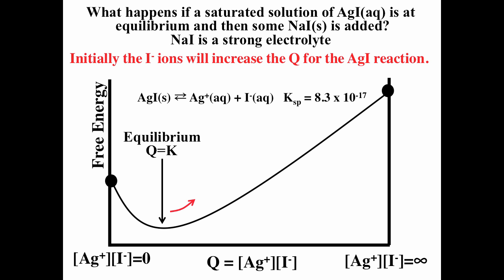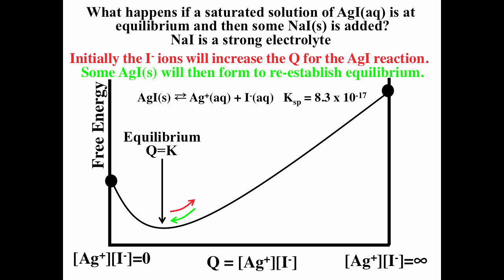And so what's going to happen is the iodide ion concentration will increase, and so that will increase your Q. Remember, for the silver iodide reaction, Q is equal to the silver ion concentration times the iodide concentration. And so if you add the sodium iodide, iodide ions will increase. Now the system wants to get back to equilibrium, and so some more silver iodide will actually form to get you back to equilibrium. Remember, the minimum is the most stable. The system wants to be at a minimum.